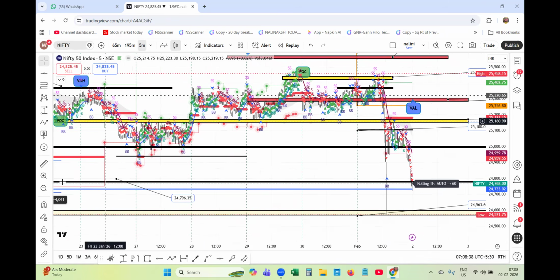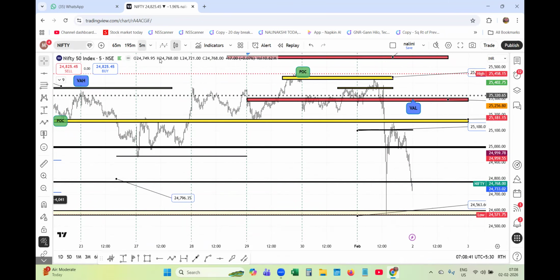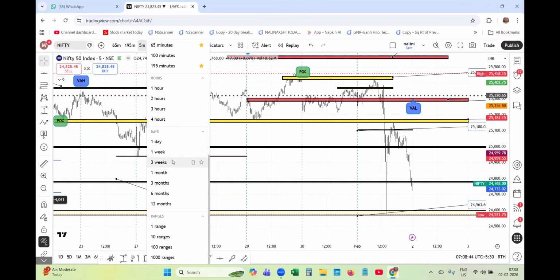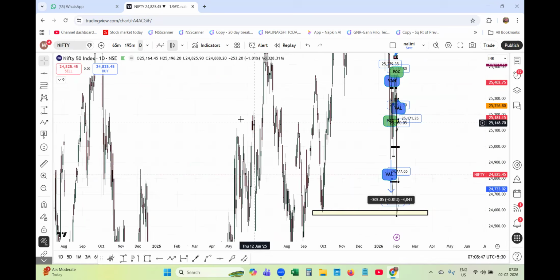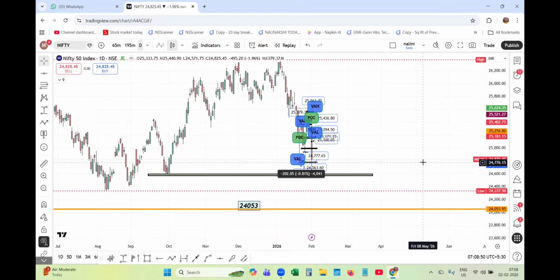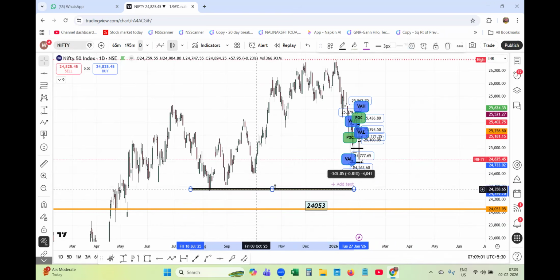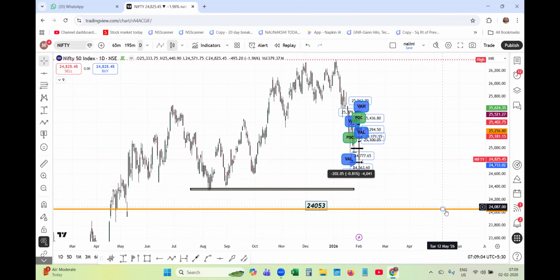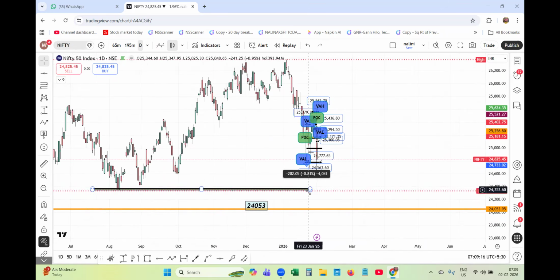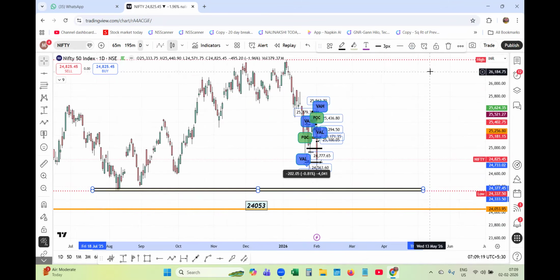It has shown weakness. Let me hide the indicators. Go to the daily. If you go to the daily time frame, see, it has come down almost to this compression area. If the market starts coming below this, there is liquidity here. So we can anticipate the market moving to 24,153.